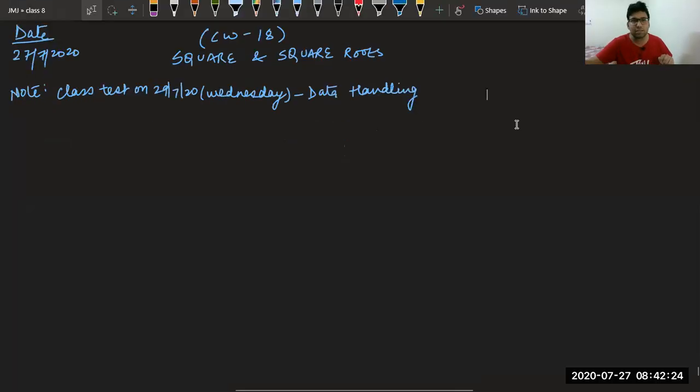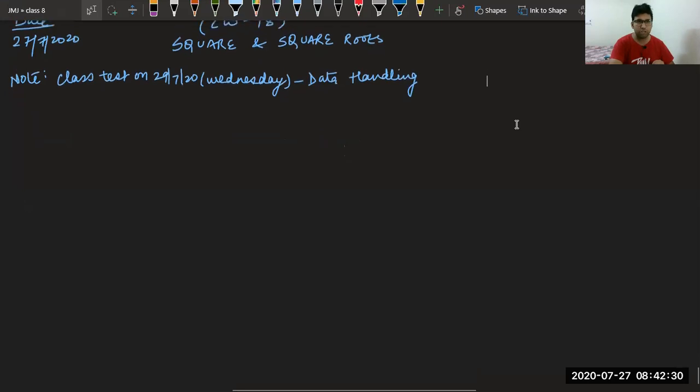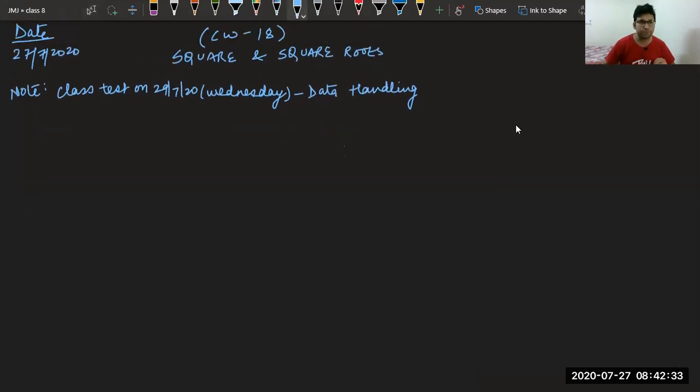So in the last class, I showed you how to find square roots by the long division method. So we'll continue from there only. Let's see. The topic name is finding square root using division method. Here you just need to stick to some steps. If you just follow some steps, it will be very easy for you to do it.